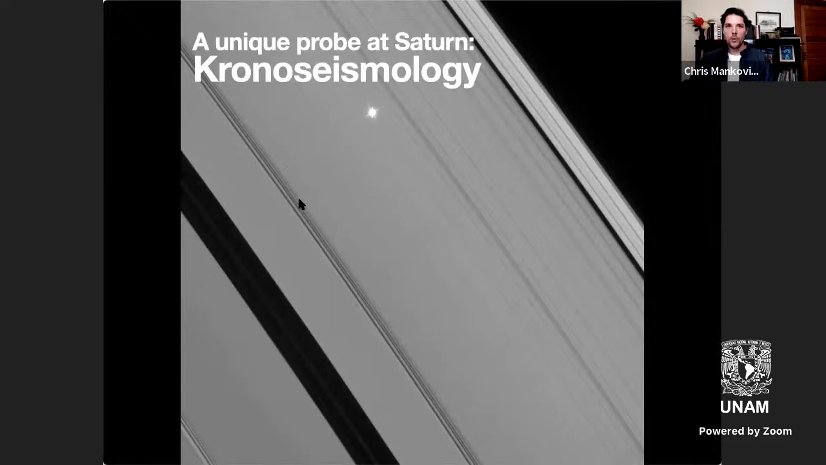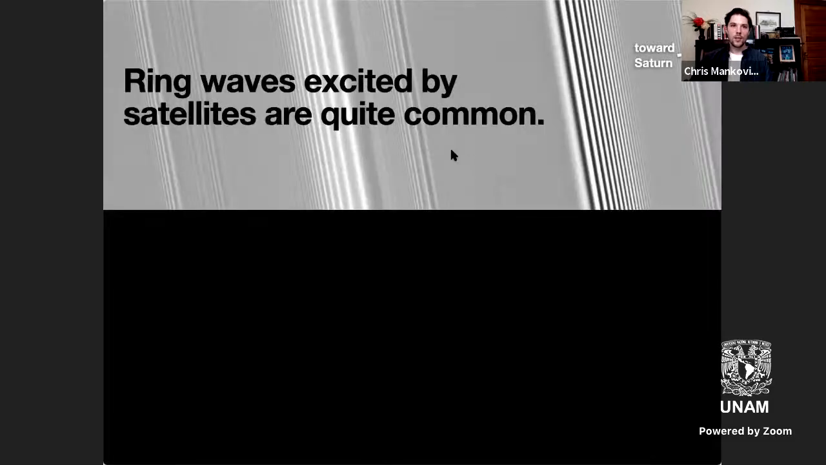So at Saturn, we really have a unique probe in the form of ring seismology, or chronoseismology. First, I want to say that ring waves throughout Saturn's rings are really quite common, and they've been known to exist for a long time as a result of satellite orbits. If you look at a photograph like this, these look like almost radial patterns. They look almost axisymmetric, but what these actually are are spiral waves that are wrapping all the way around Saturn inside the rings.